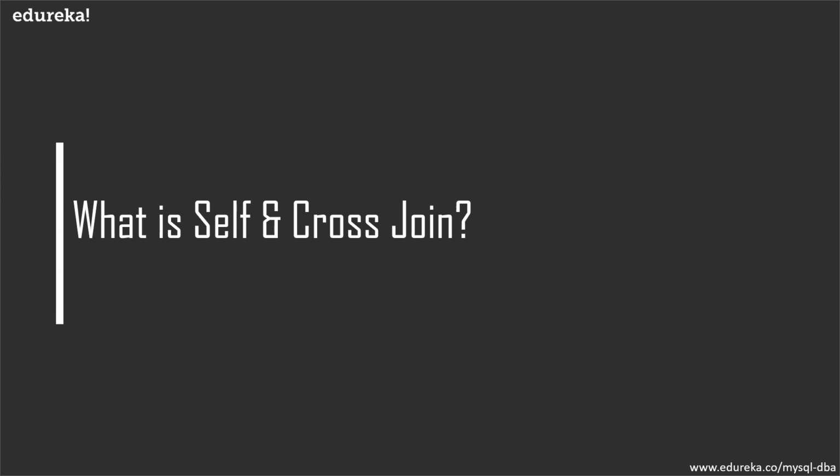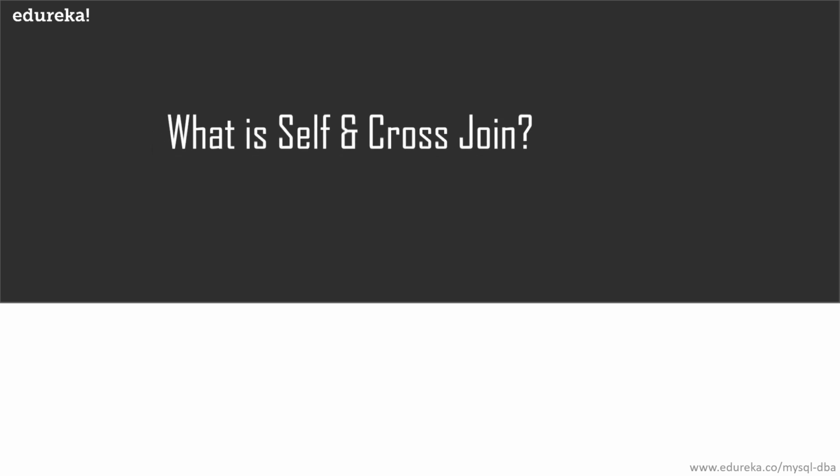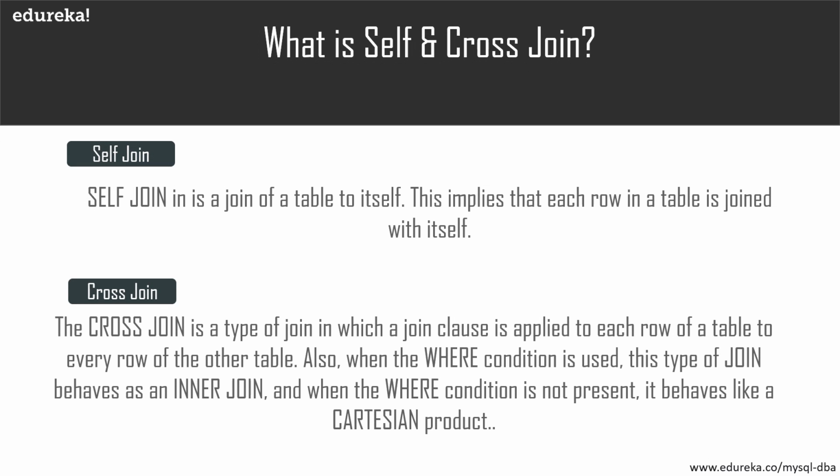Now let's move forward with our next question, that is, what is a self join and a cross join. So the self join, in other words, is a join of a table to itself. So this basically means that each row in a table is joined with itself. So when you apply a self join to a table, just remember that each row in a table is joined with itself.